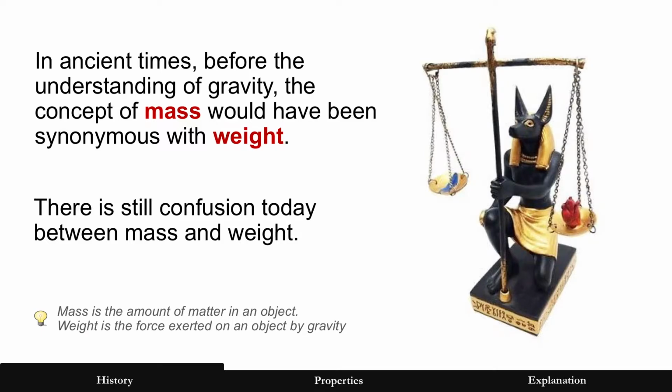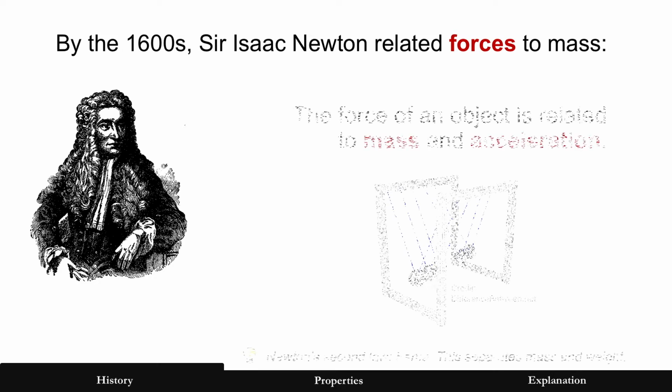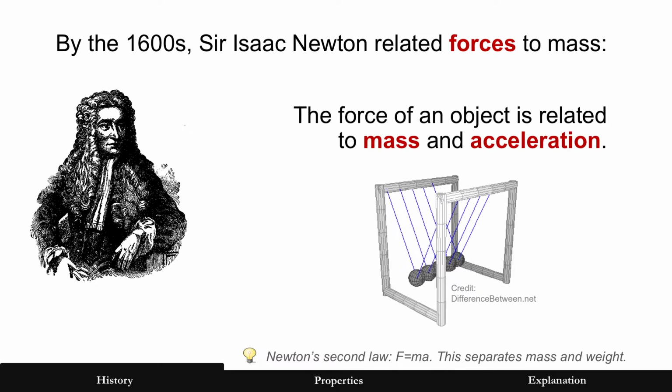Simply put, mass is the amount of matter in an object. Weight, however, is the force exerted on that object by gravity. And that became apparent by the 1600s when Isaac Newton related forces to mass. His second law states that the force of an object is related to mass and acceleration. And gravity is an acceleration, and hence the force, which becomes known as weight.